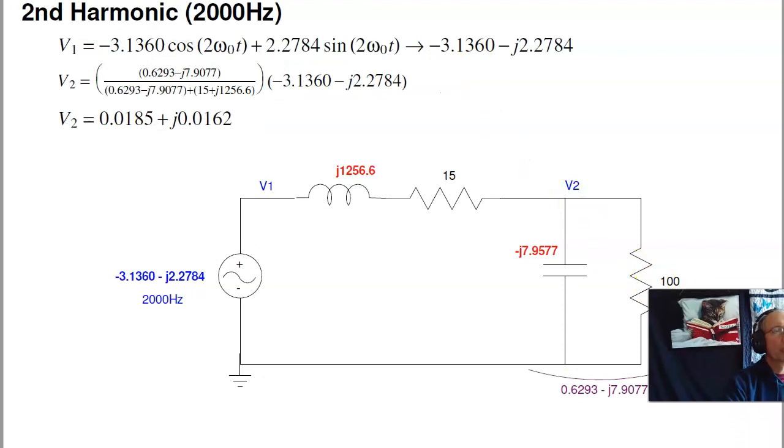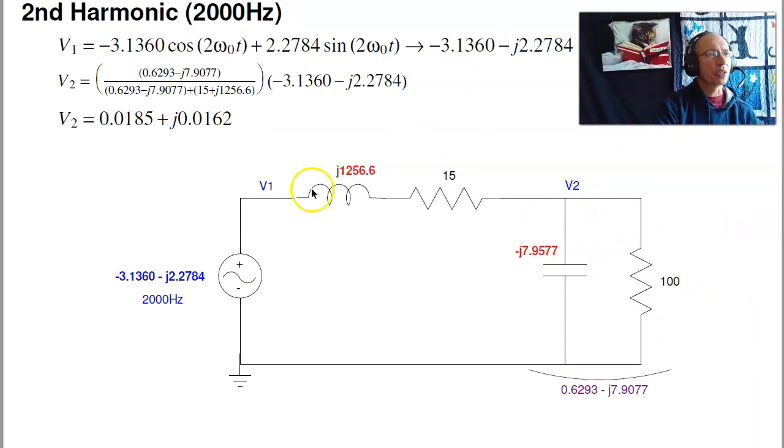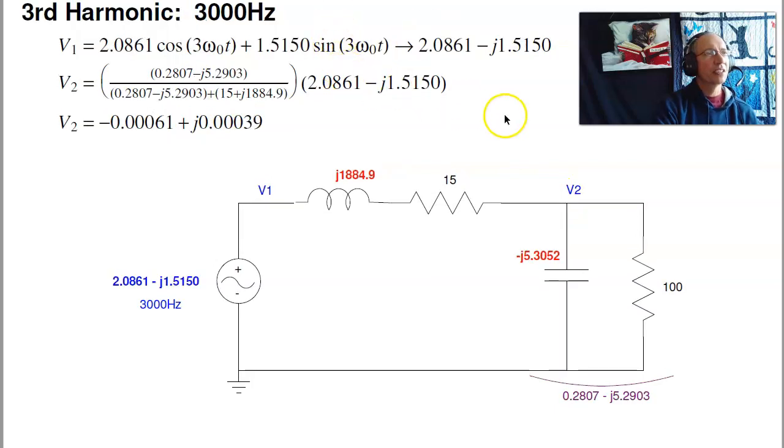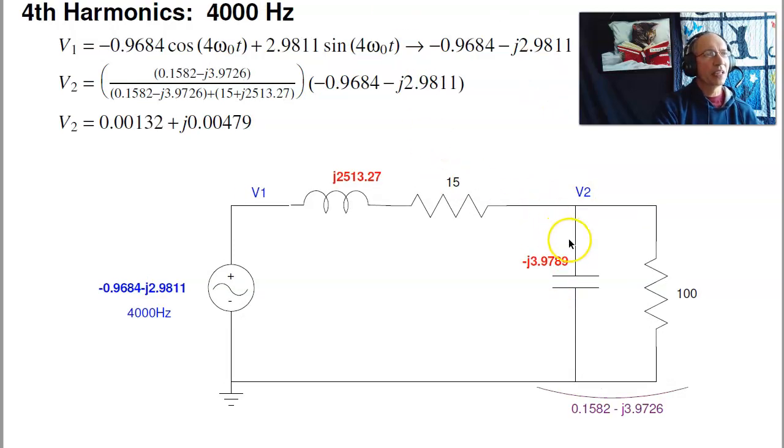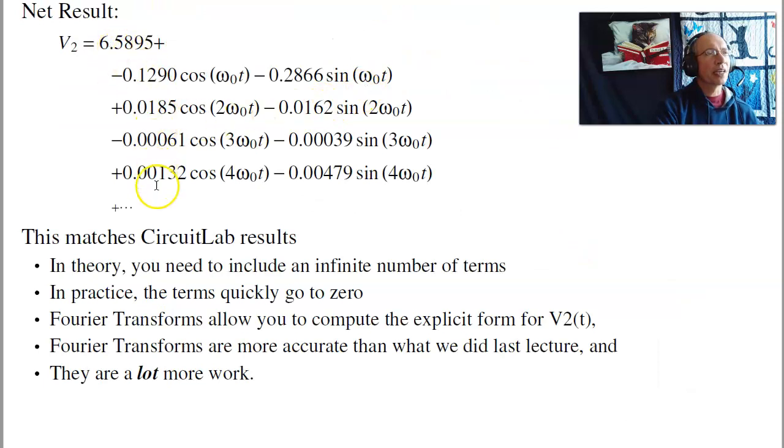Next, repeat at 2 kilohertz. Here's the input at 2 kilohertz. The inductor becomes j omega L. Capacitor becomes 1 over j omega C. These get added in parallel. Do voltage division, and I get V2. Next, repeat at 3 kilohertz. And then repeat at 4 kilohertz. Put it all together, I now have V2 of t. I've got a DC term, 1 kilohertz, 2 kilohertz, 3 kilohertz, 4 kilohertz, and so on out to infinity.